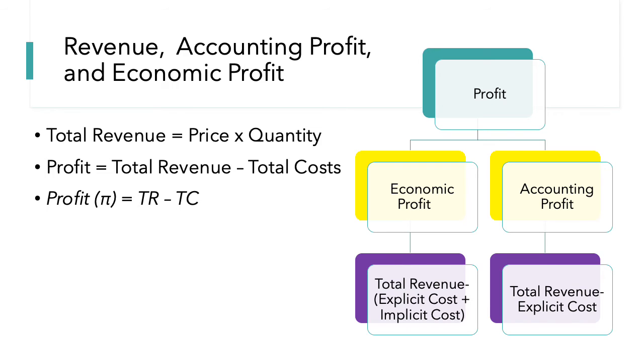Now, how do we get profit? Well, first we need to calculate revenue. Revenue is the price of the good times the number of units sold. The profit is the total revenue minus the total cost of production. Typically, we use the symbol pi to represent profit, TR for total revenue, and TC for total cost.